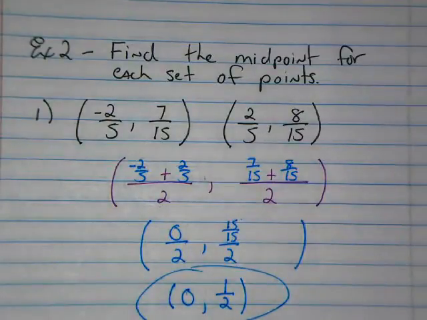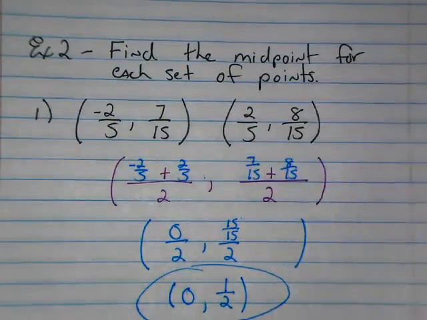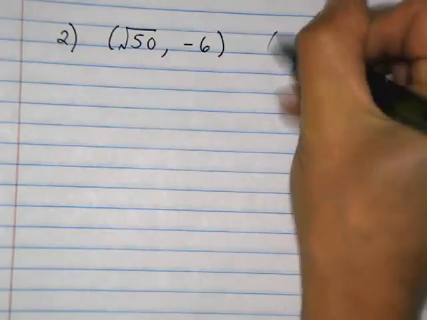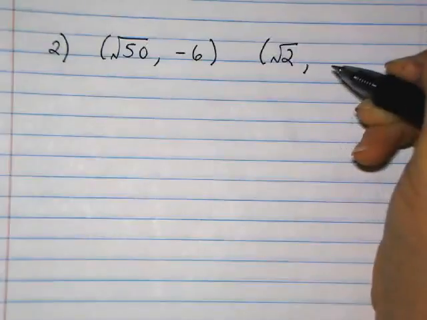Alright, let's try a midpoint with radicals. And this radical is going to have a little bit of a trick to it. But I still think you're going to be able to follow along, and then we'll do a couple of circles and call it a day. So for our second one, we're going to have the square root of 50, negative 6, and the square root of 2, and 6.